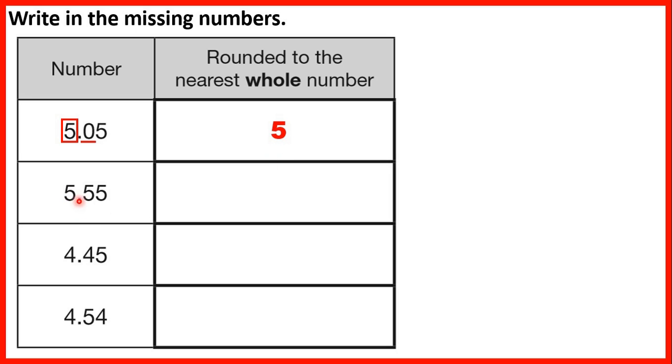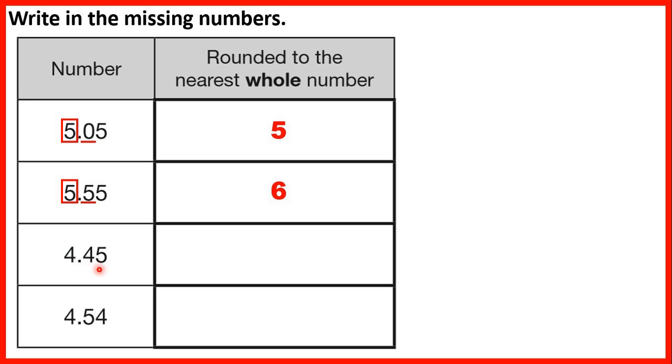Now we have 5.55. So again, we circle the digit before the decimal point and look at the digit after it. We have a 5, and if we have 5 or more, like we do here, we round up. So that means the digit that we've circled increases by 1. So this 5 will become a 6. And what that tells us is that 5.55 is closer to 6 than it is to 5.